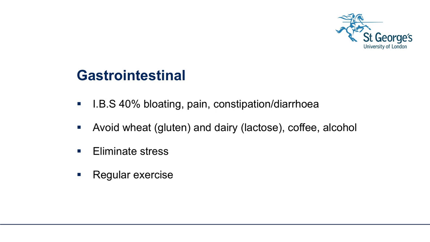The gastrointestinal system is affected, with irritable bowel syndrome reported in 40% of patients, which is double the normal population incidence. Patients complain of bloating, pain, and constipation or diarrhea. We recommend avoiding wheat and gluten and dairy, lactose products, coffee, and alcohol. We should also try to eliminate stress for the patient, and they should participate in regular, gentle exercise.